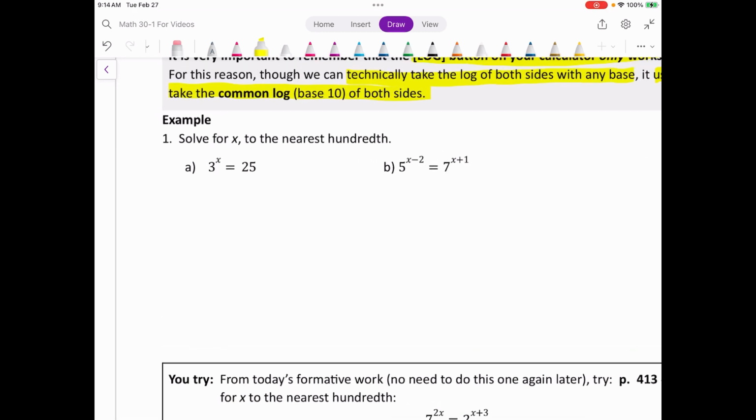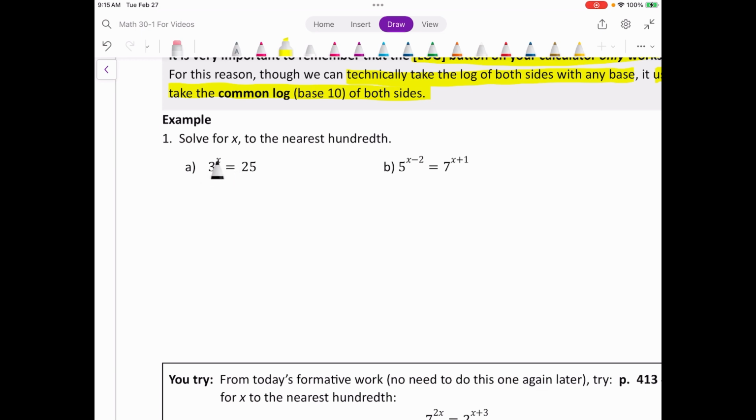All right. So first up, we've got 3 to the power of x equals 25. Now, even without logs, we can kind of estimate the value of this. That's something that's often handy, if nothing else, just as a way to check if your answer is reasonable in the end. We know 3 squared would be 9, and we know 3 cubed would be 27, right? So we can estimate that x should be somewhere between 2 and 3.